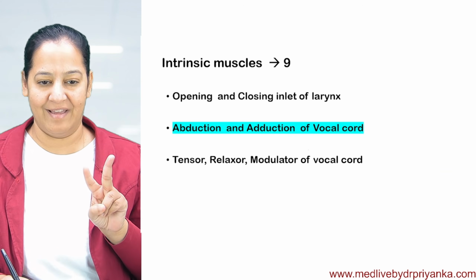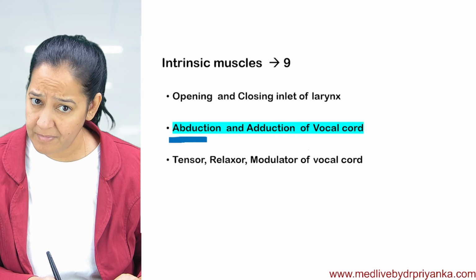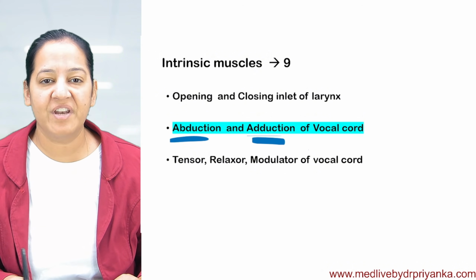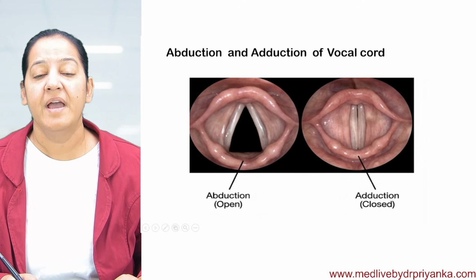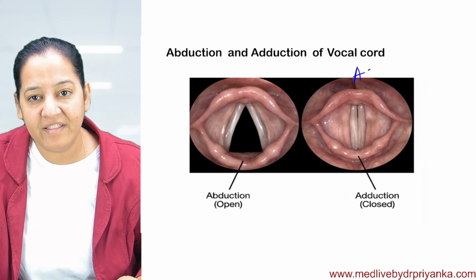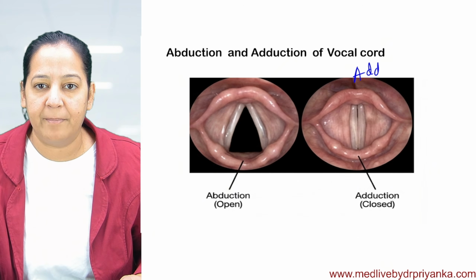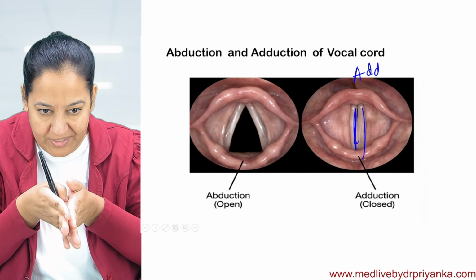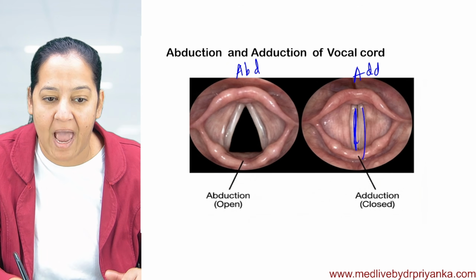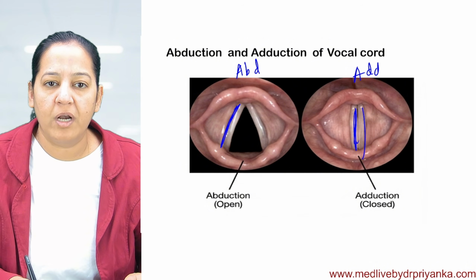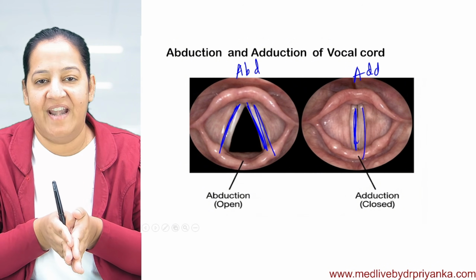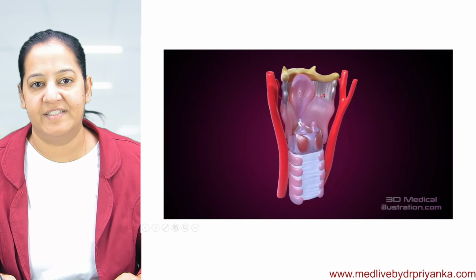Now coming to the second category quickly. The second category is abduction and adduction of the vocal cord. What is abduction and adduction? I already taught you in anatomy. Adduction, add, means bringing them closer. The two vocal cords are close to each other. And abduction means kidnapping, taking far away. The two vocal cords are far away from each other. So if the two vocal cords are close to each other, it's adduction. If they are far away from each other, it's abduction.